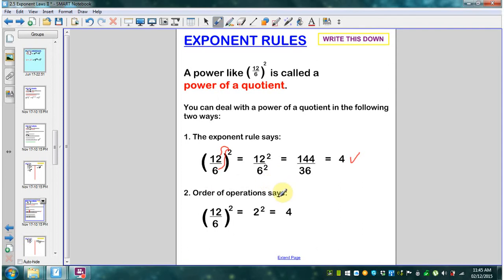Order of operations says that you can do what's in your bracket first. So 12 divided by 6 is 2. 2 squared equals 4. Again, a lot of students prefer order of operations because it looks a lot less messy. It looks a lot more simple. But again, this is a good tool to have in your back pocket for future problems.